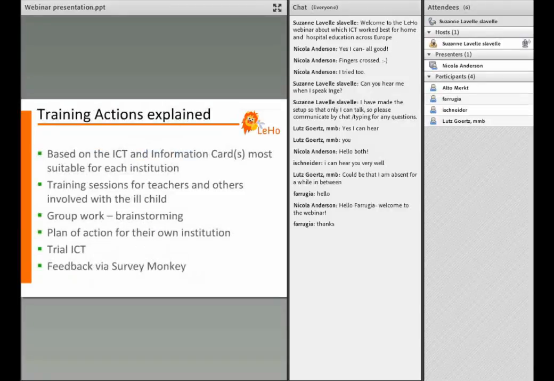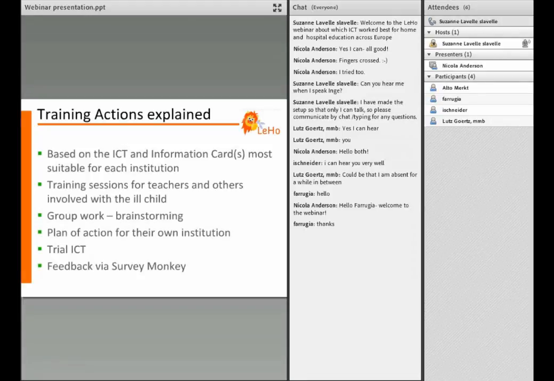So the training action was actually not just the card, it was about training people to go and use the cards in their institutions. And it was for teachers and anybody else involved with the child that was ill. So it could involve the medical staff looking after the child. And it was an introduction to whichever information cards you felt would be most suitable for which institution the training action was going to be held at.